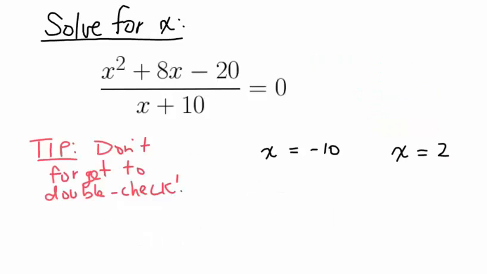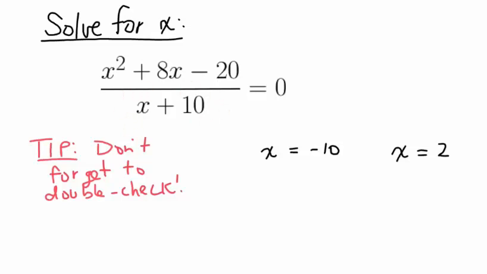One of the things that you should get in the habit of doing with rational equations is to double check all of your answers to see if they're valid solutions. So let's look at x is equal to negative 10. If we were to go back to our original equation and substitute in x is equal to negative 10, we're going to get a 0 in the denominator.